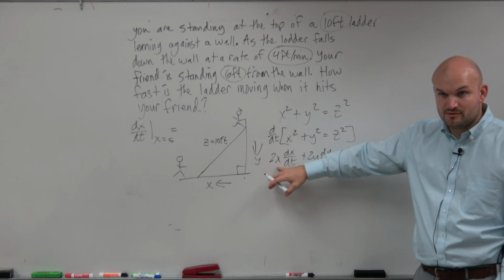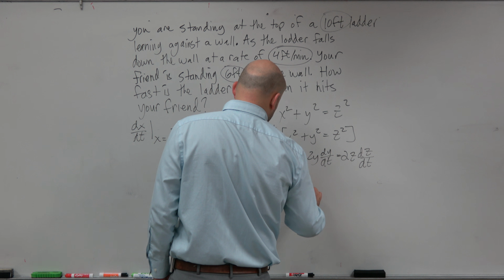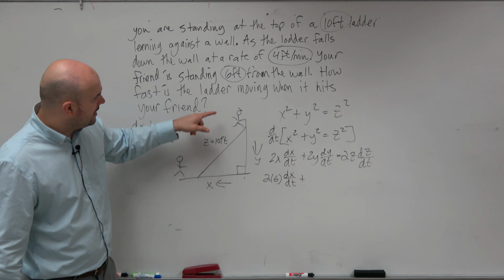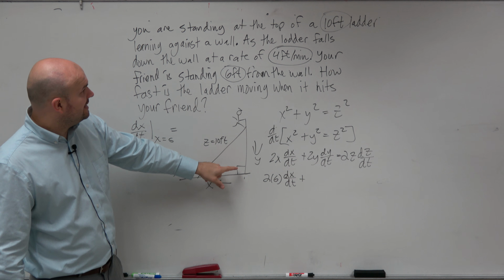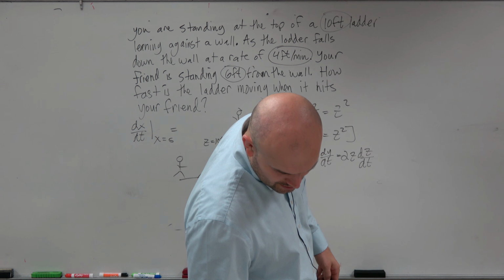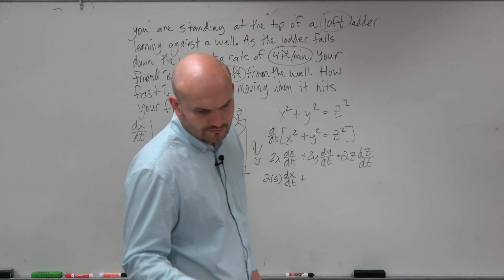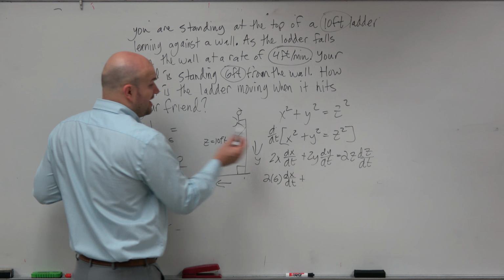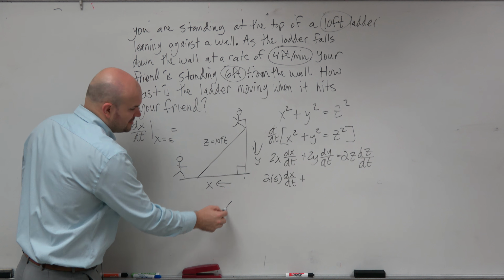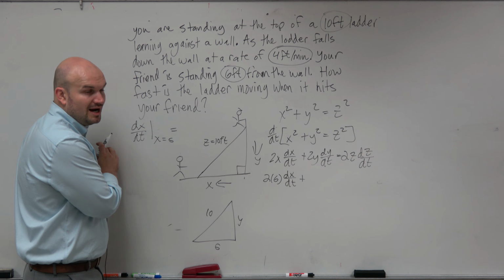So do we know x, which we're trying to solve for? Yeah, that's like evaluating. So that's going to be 2 times 6 dx/dt plus 2y. Now, 2y, we see that y is an unknown, right? Do you guys agree? We don't know how tall the ladder is. So we've got to go back to the drawing board and say, all right, at x equals 6, we have 6, 10. Can we figure out what y is?